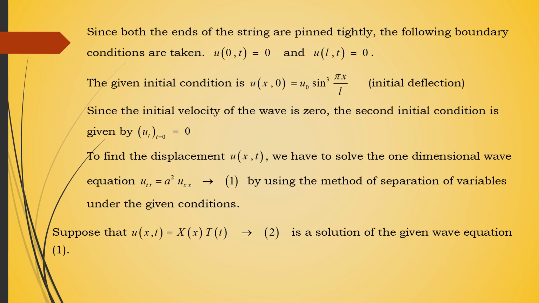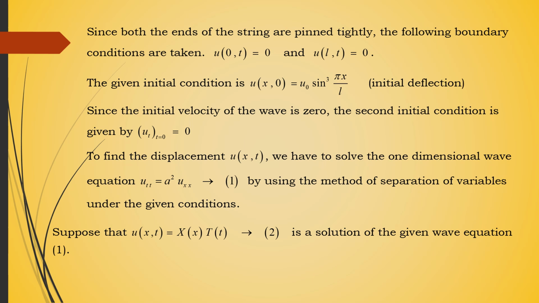Number 4, dou u by dou t at t equals 0, or u sub t at t equals 0, equals 0. These last two conditions, u of x comma 0 and u suffix t at time t equals 0, are initial conditions. They denote the initial displacement and the initial velocity of the wave.